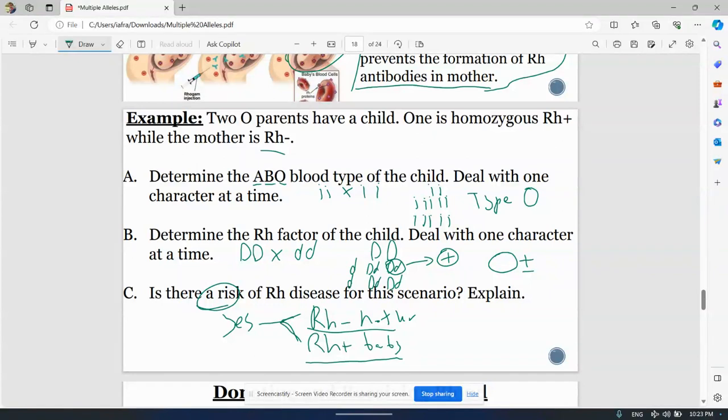Now, the thing is, we don't know if this is a second pregnancy or first. Generally, if it's the first, what's going to happen is, as I mentioned before, the Rh protein will go into the mother's bloodstream and cause the mother to produce Rh antibodies. Now, it will not harm the first baby, but the second baby, because the Rh antibodies are there now, will get harmed. So there is a risk, especially if this is the second baby. If it's the first baby, it's just going to start to build up.